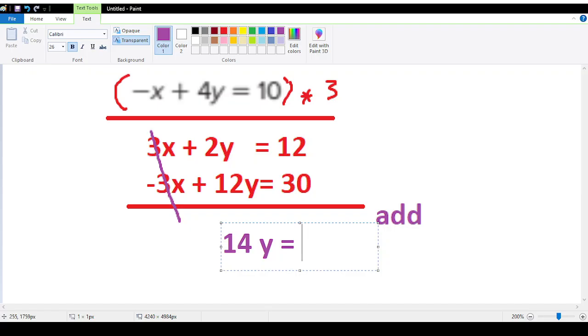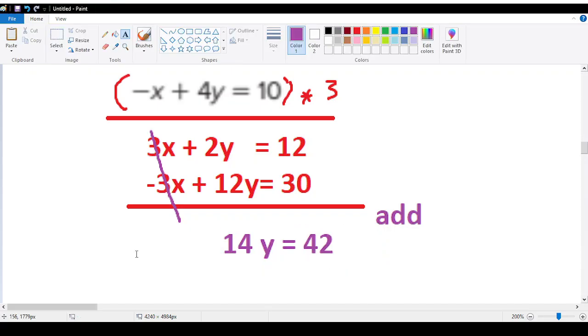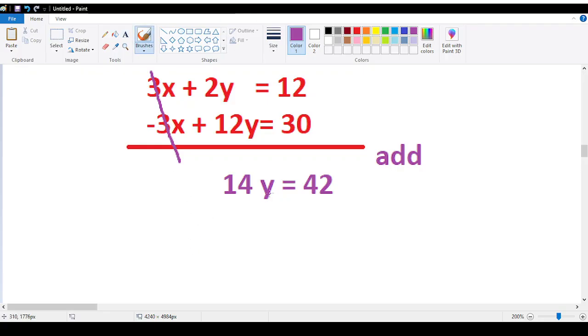42. Okay. Now we should divide both sides by 14. So divide this by 14 and divide this by 14. Those two will cancel out. Because 42 over 14. How many 14s do we have? I think it's gonna be 3. Okay. You can see it here. 42 divided by 14. How much is the answer?